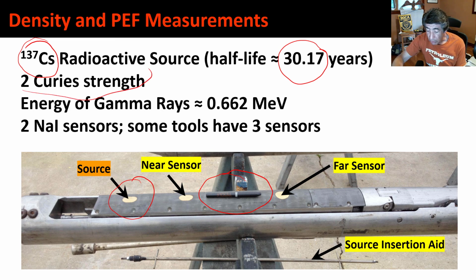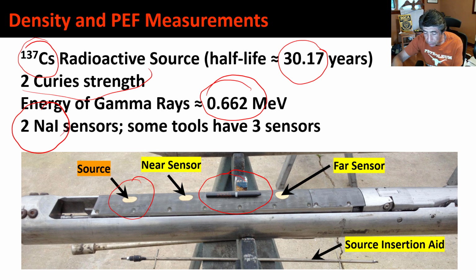The energy of the gamma rays is approximately 0.662 mega electron volts. I'm going to talk about this energy because it's very important to understand this value of energy for the interactions that the gamma rays are going to have with rocks. And there are two sodium iodide sensors. Those are the scintillators and photomultipliers, but some tools can have up to 3.